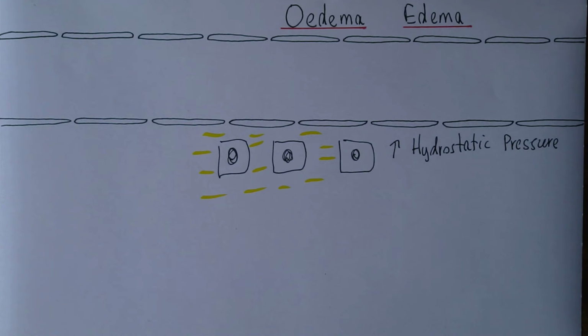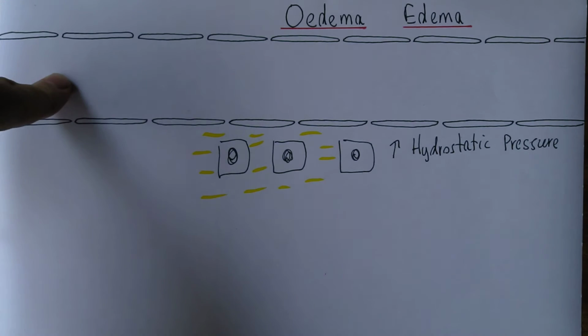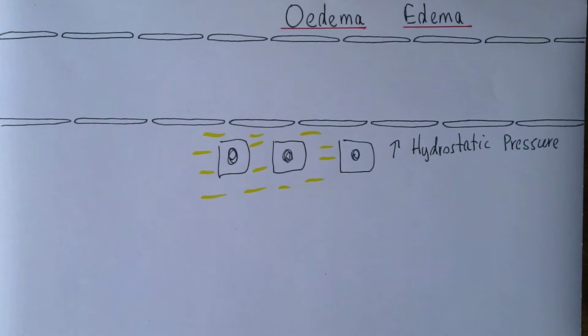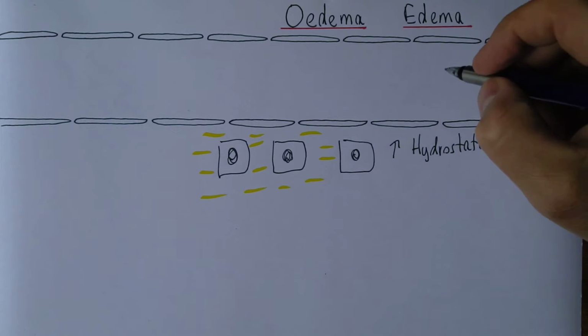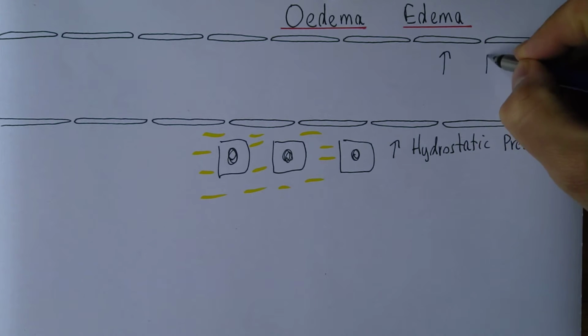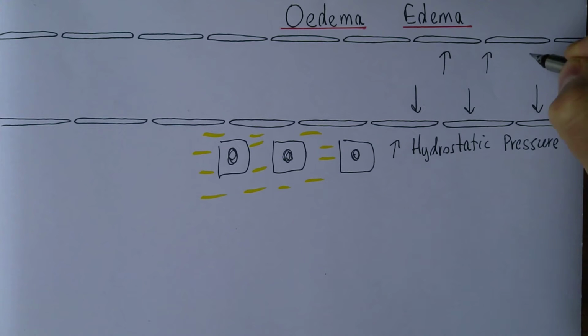If you've watched the previous videos in this series, you'll know that the tissue fluid is formed at the arterial end of the capillary, where the hydrostatic pressure is greater than the osmotic pressure. That the tissue fluid is reabsorbed at the venous end of the capillary, where the osmotic pressure is now greater than the reduced hydrostatic pressure associated with the venous end of the capillary. But if there's increased hydrostatic pressure, then that's going to increase the pressure within the capillary.